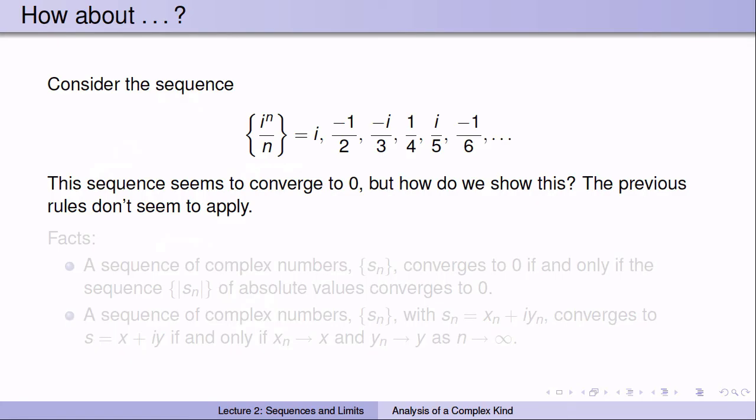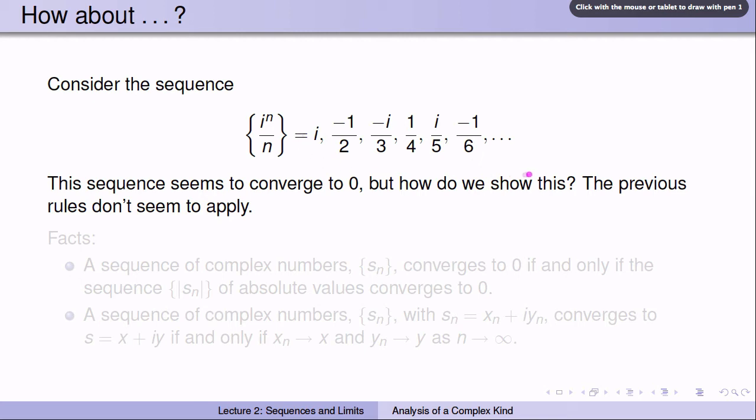Now let's consider the following sequence: i to the n divided by n. So i to the first power is just i divided by 1. For n equal to 2, we get minus 1 half, because i squared is minus 1. When n is equal to 3, we get i cubed, which is minus i over 3. For n equals 4, we get i to the fourth, which is 1, over 4, and so forth.